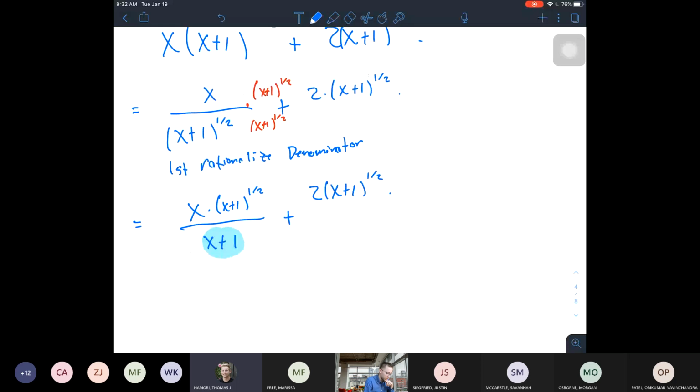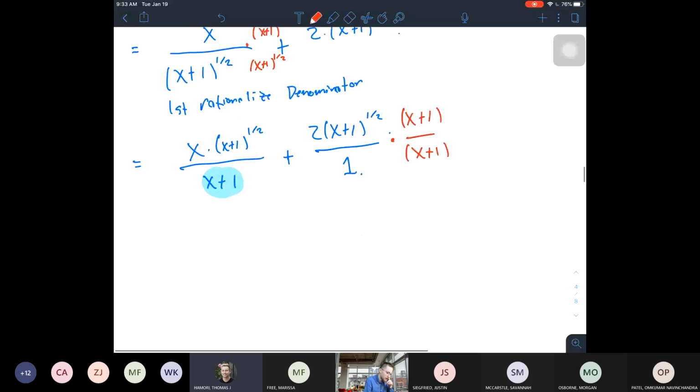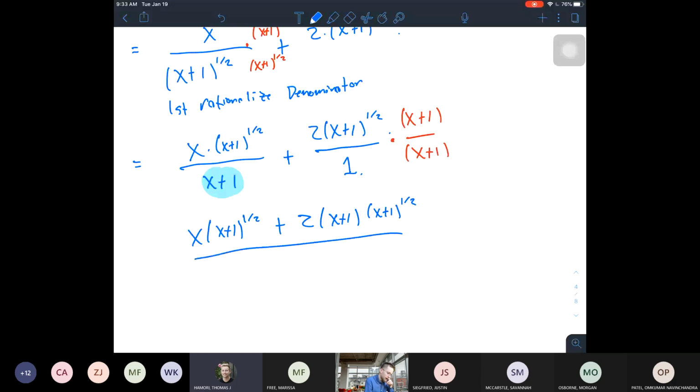Okay, if I want to do that, what I should do is find a common denominator between these two things. The current denominator on the right-hand rational expression is 1. So what I want to do is make this denominator on the right-hand side look like x plus 1. So what I should do is multiply this thing by 1 so I don't change its value. And I'm going to multiply by (x plus 1) divided by (x plus 1). And let's just see what we get. We'll get x times (x plus 1) to the 1/2 plus 2 times (x plus 1) times (x plus 1) to the 1/2, divided by x plus 1.